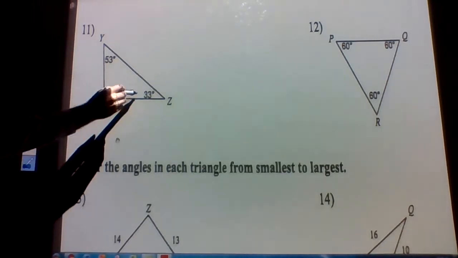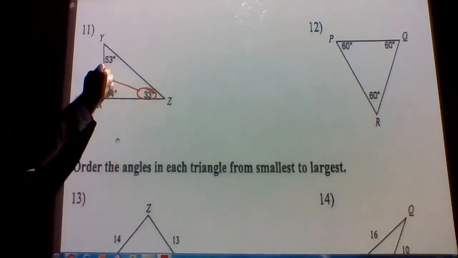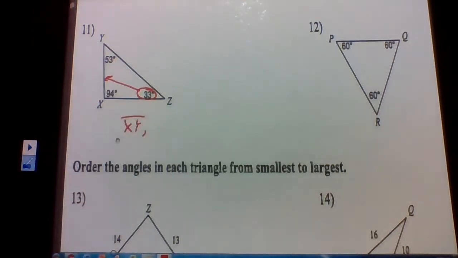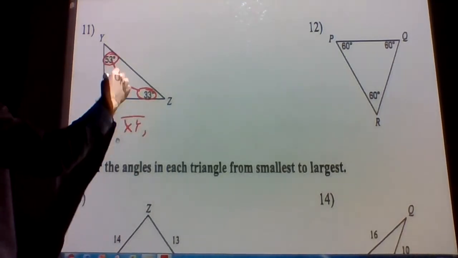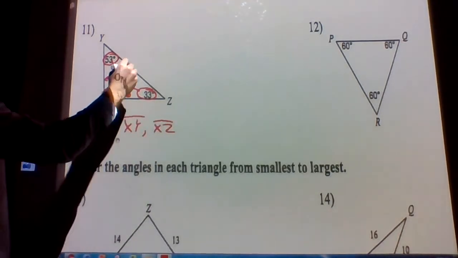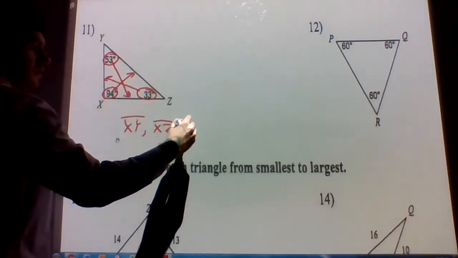Okay, so the smallest is 33. So across from 33 is XY. The next smallest is 53. Across from 53 is going to be XZ. Then the largest is 94. Across from 94 is YZ.